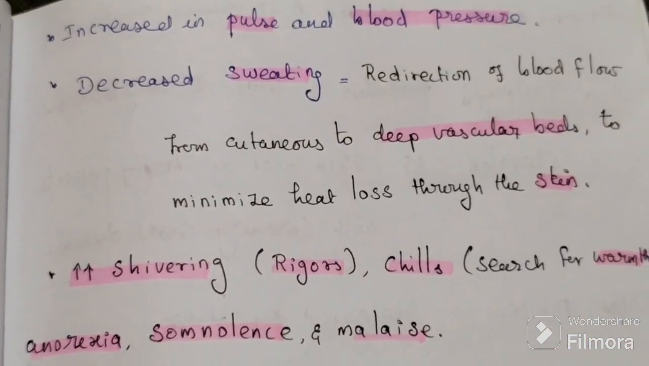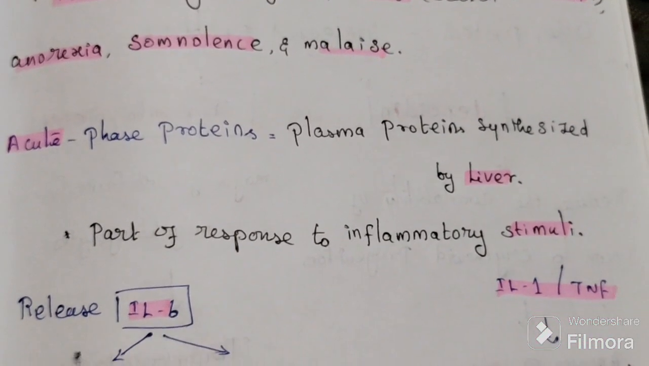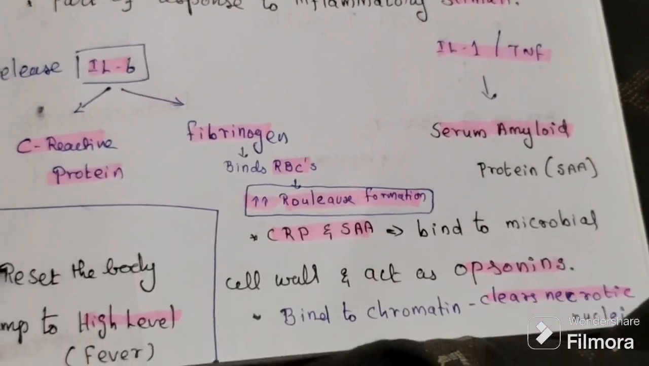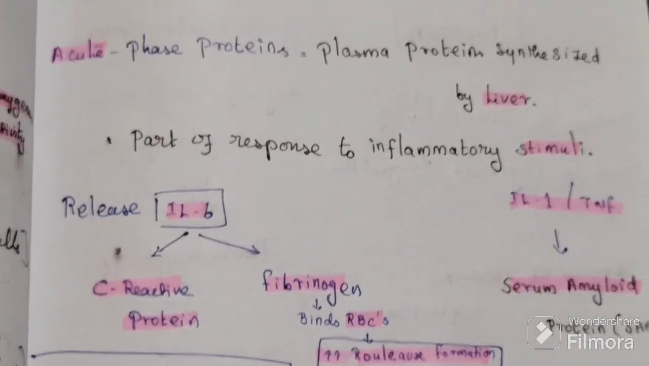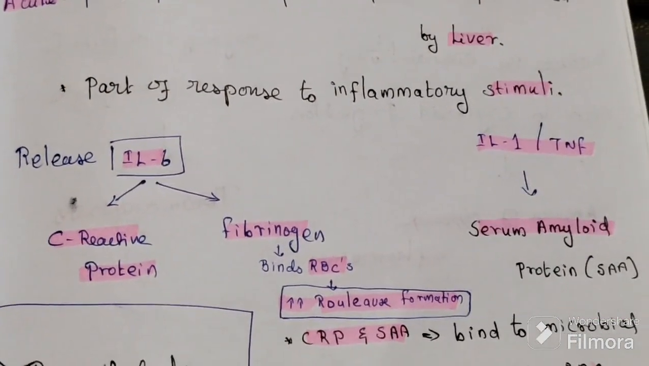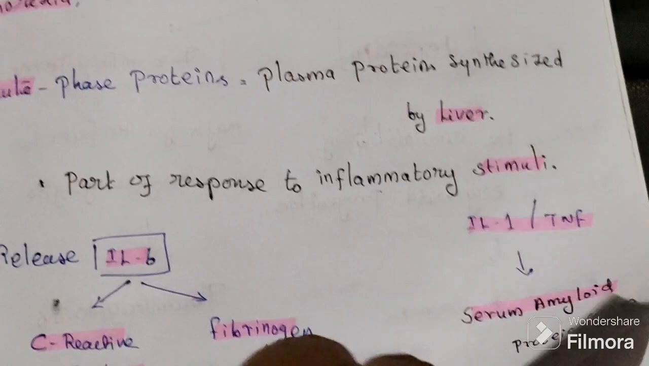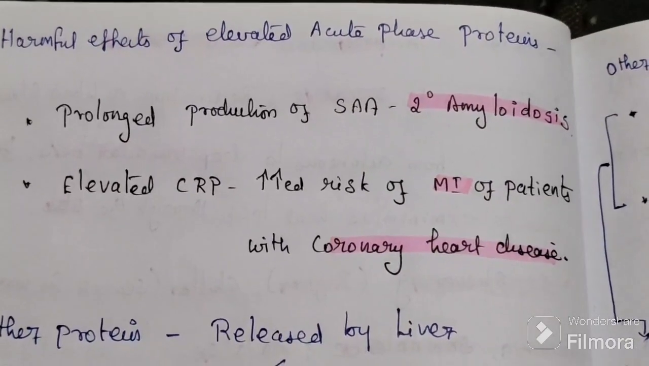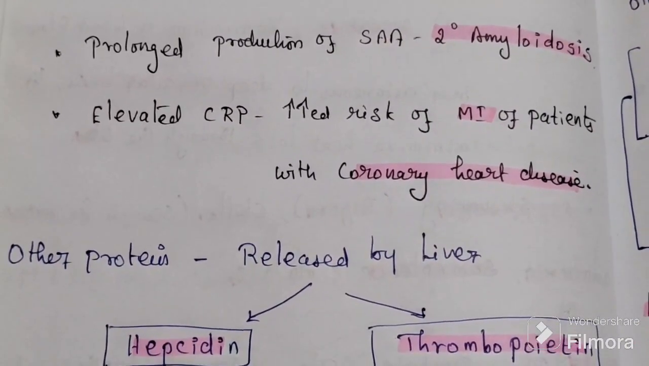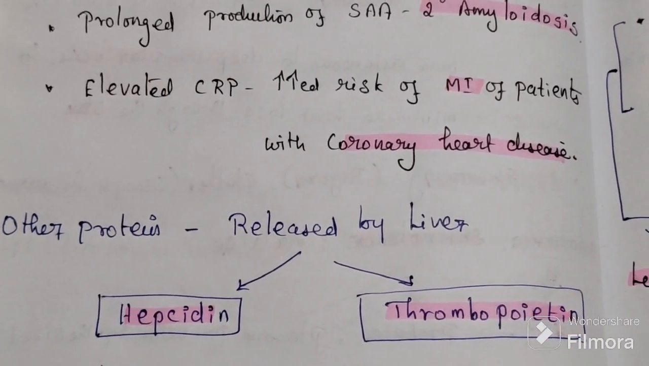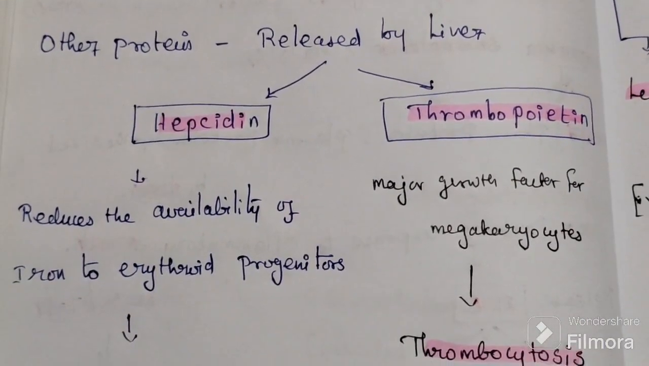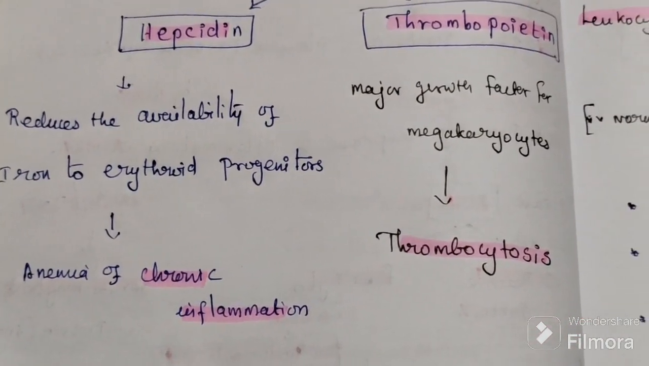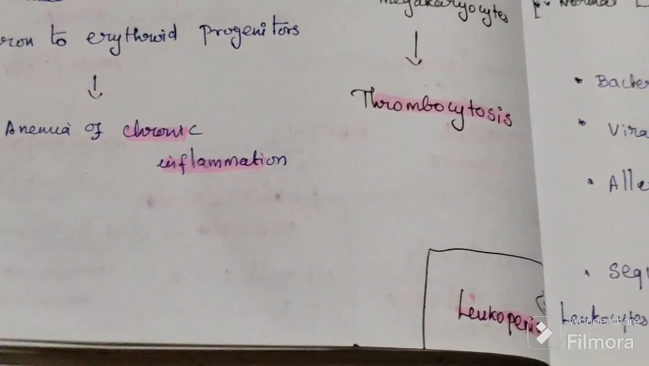Then other clinical features. What are acute phase proteins? They are synthesized by the liver. Three types of protein: C-reactive protein, fibrinogen and serum amyloid protein. Then what are the harmful effects? Prolonged production of SAA leads to amyloidosis, and elevated CRP increases risk in MI patients. Other important proteins, hepcidin and thrombopoietin. So hepcidin causes anemia. This one leads to thrombocytosis.